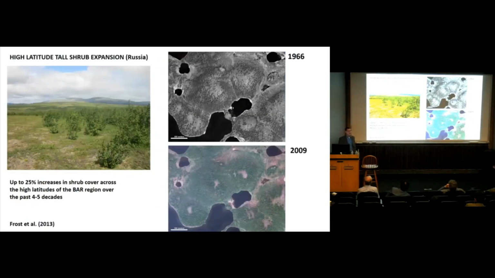Vegetation changes are happening across Belt and Road. This is an example of high latitude vegetation changes. We're seeing tall shrubs replace short-statured tundra vegetation over large areas of Russia, up to 25% increases in shrub cover, where the vegetation used to be very short, and these shrubs are several meters. It's a big change in productivity, in carbon cycling, in energy balance.